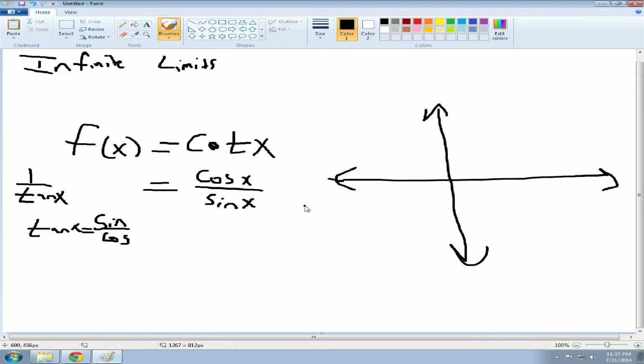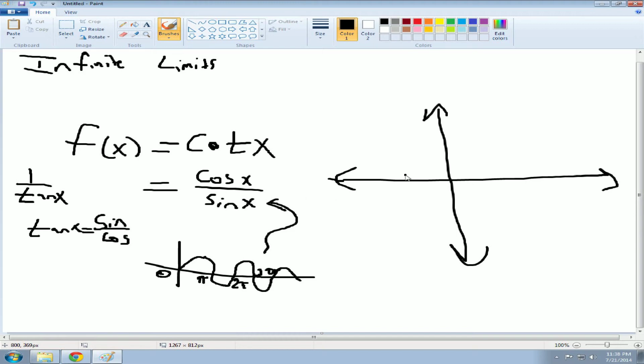Okay, so if we want the bottom to be 0, we have to figure out when sine x is 0. And if we look at the sine graph, we see that sine is 0 at 0, pi, 2 pi, 3 pi. And this is when sine is 0, and cosine is not 0 at those points. It's actually 1, negative 1, and such.